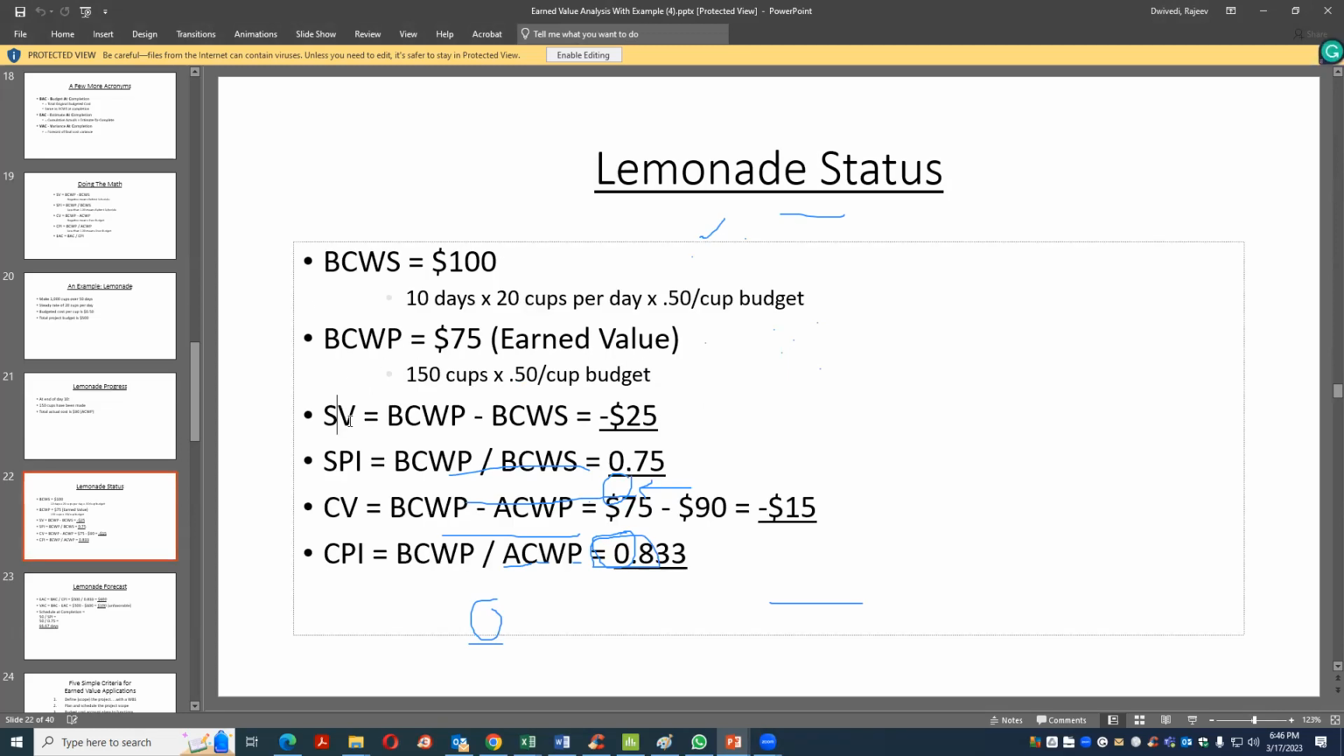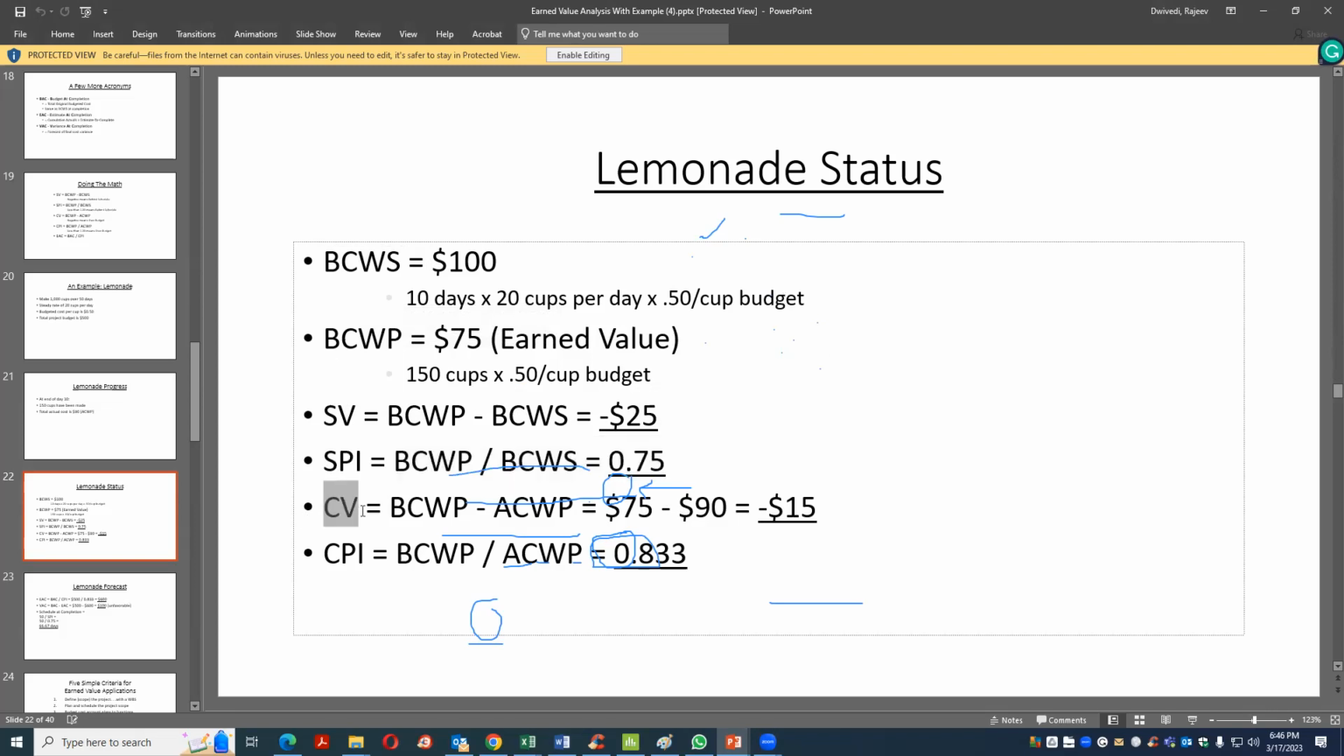Now schedule variance. This is a formula, this minus this, which is minus 25. So schedule performance index equals this divided by this, which is 0.75. So you got the schedule performance index.